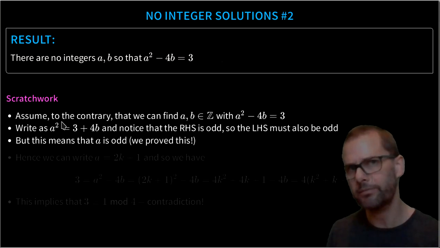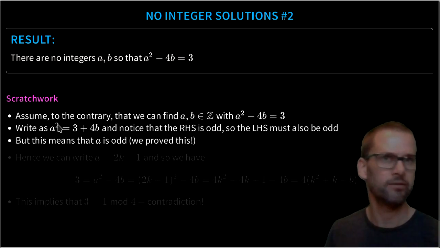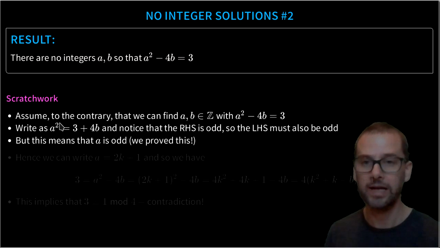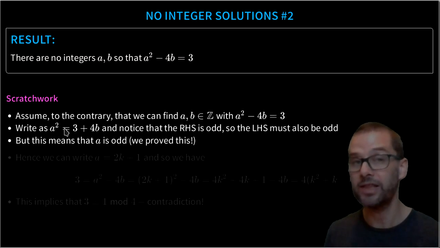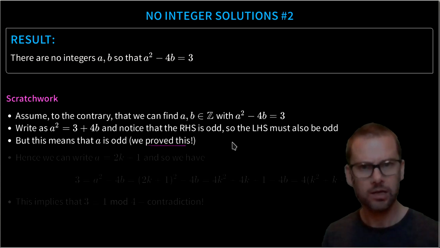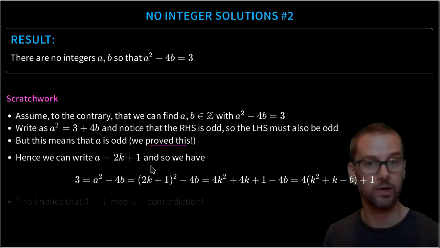We did this much earlier in the course: n is even if and only if n squared is even, and the contrapositive of that is, if n squared is even, then n is even. So if a squared is odd, a has to be odd. We proved that very early on in the course. Consequently, we can write a as 2k plus 1.